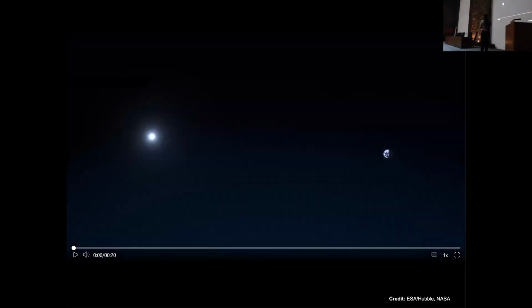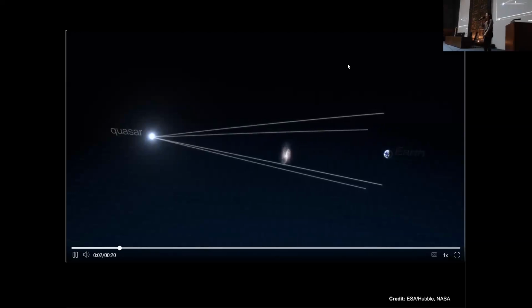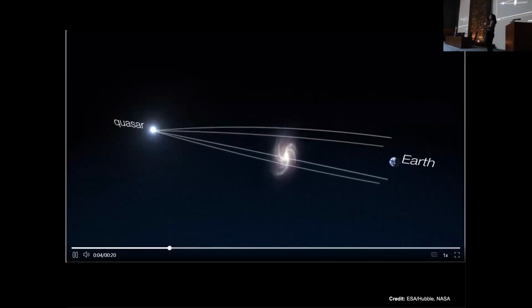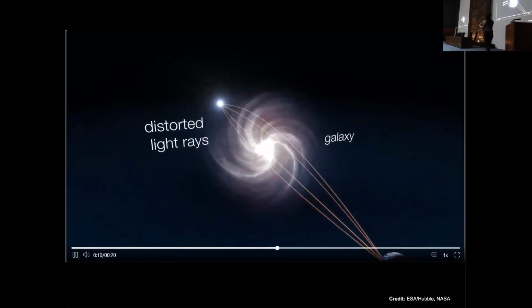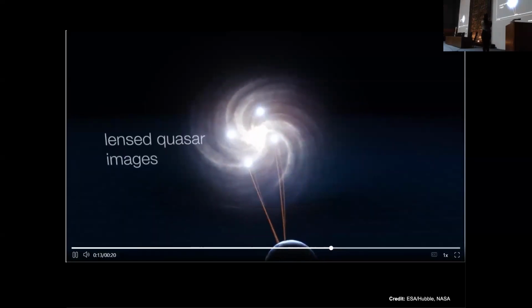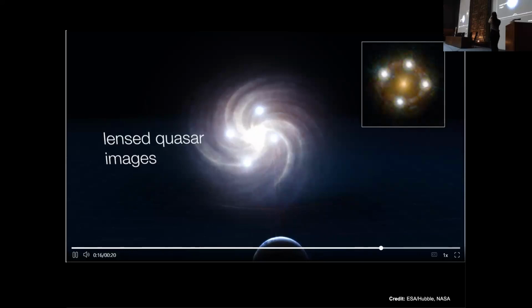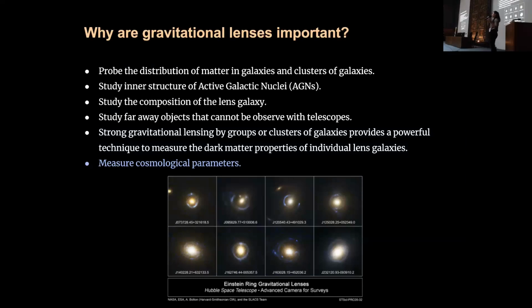Gravitational lensing describes how the light rays from a very distant source are deflected by a very big, massive galaxy that is acting as a lens. These light rays coming from the back are deviated by this big gravitational potential and form several images. These gravitational lenses are very important, and if you came here yesterday, there were several talks about gravitational lensing.